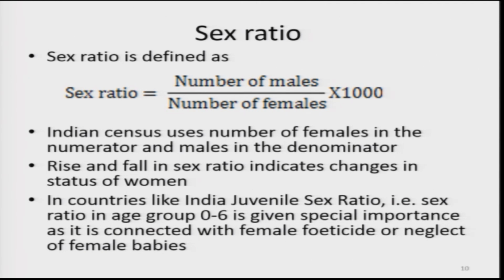It is an important topic to be studied in demography, what is happening to sex ratio in India. Now, in the recent decades, overall sex ratio has been improving, which means status of women has improved, but juvenile sex ratio is declining. What is juvenile sex ratio? It is sex ratio in the age group 0 to 6. So, number of females in age group 0 to 6 divided by number of males in the same age group multiplied by 1000.